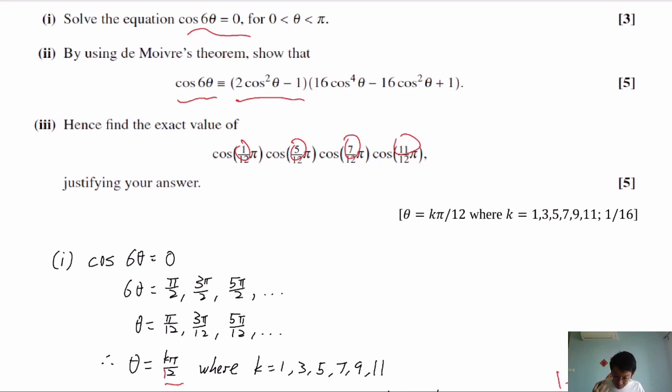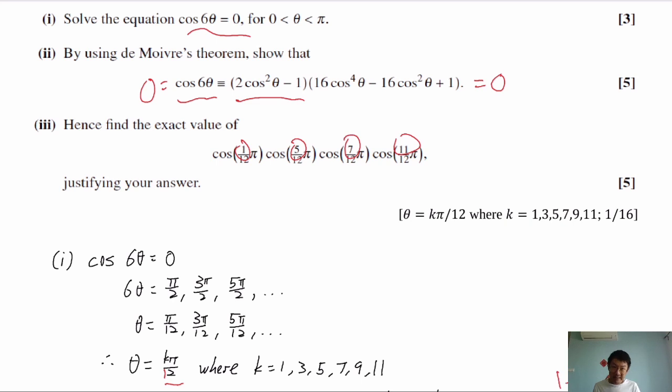So okay, what does that mean? For the first part we did cos 6 theta equals 0, and we got some roots. In the second part we have already proven that cos 6 theta can also be written in this form. So when we want to prove the third part, we have to equate this to be 0. If cos 6 theta equals 0, this one is also equal to 0.